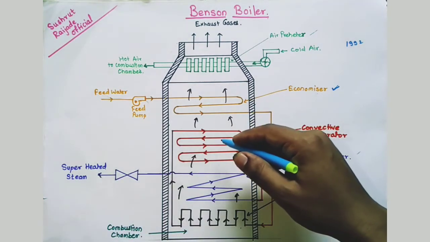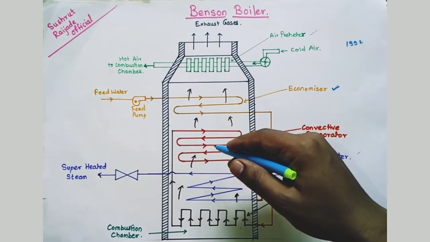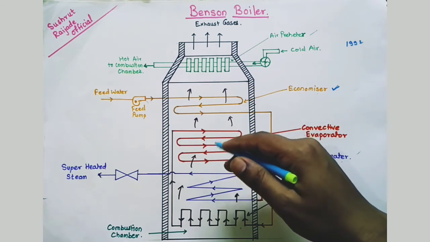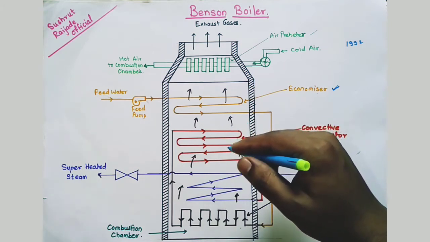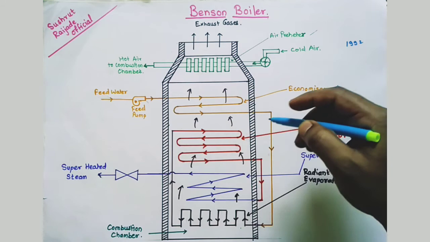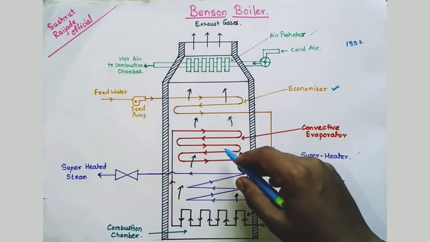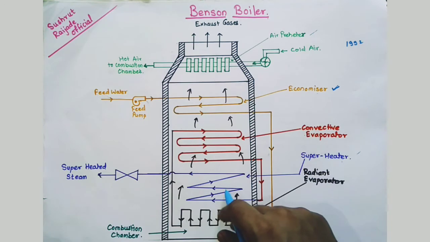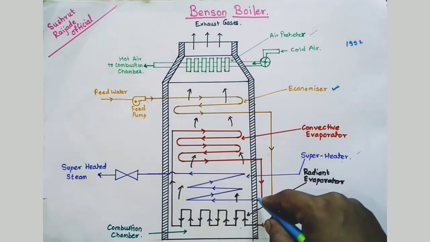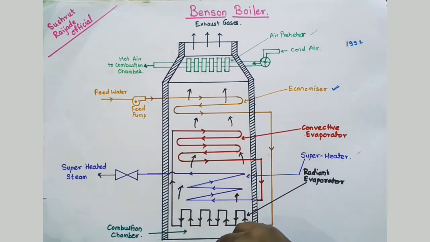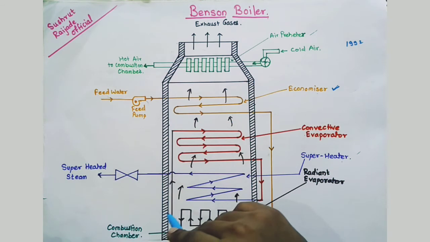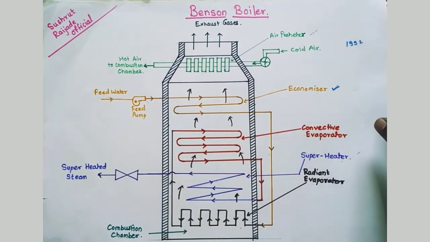In this Benson boiler, as we discussed, the boiler pressure, or the saturated high pressure of the steam, is 225 bar up to the convective evaporator, and then it is increased with the help of the superheater. That 225 bar pressure steam is passed to the superheater, and then the superheated steam is passed to the turbine. This is the working of the Benson boiler. Now next we will see the advantages of the Benson boiler.